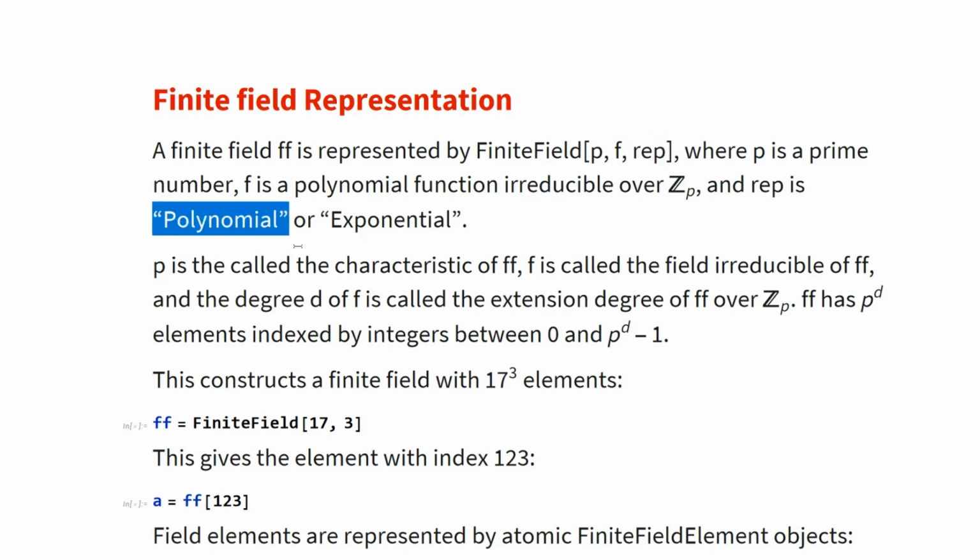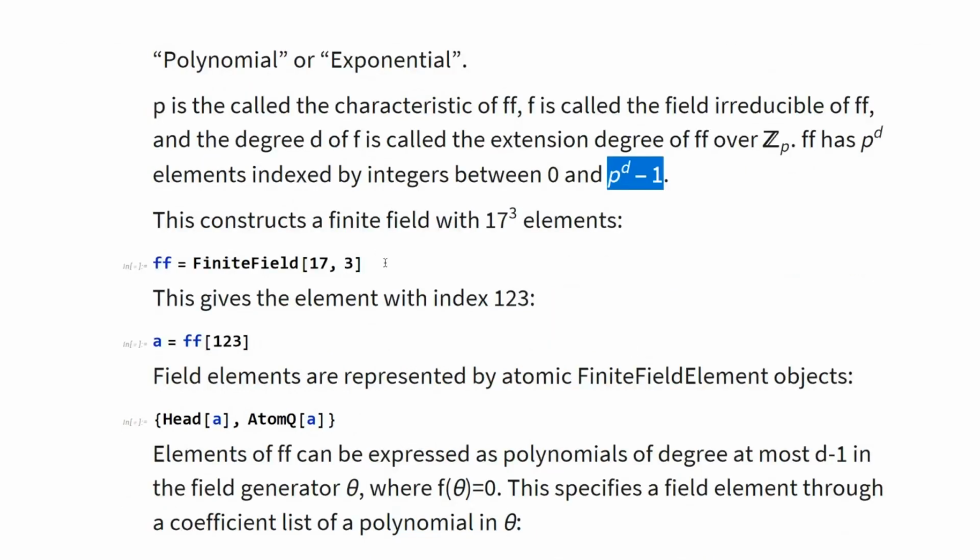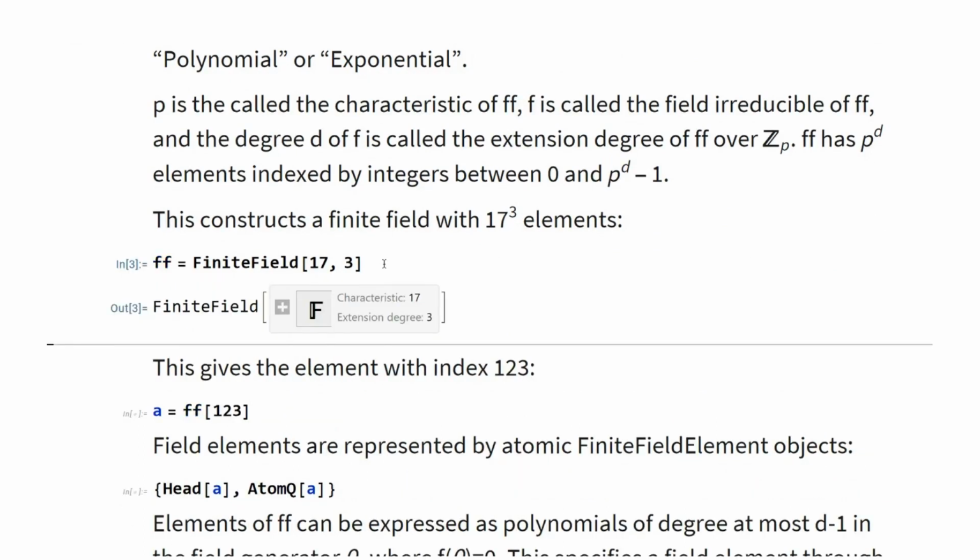It's either polynomial or exponential. So p is called the characteristic of the field, f is called the field irreducible of the field, and the degree d of f is called the extension degree of F over Zp. And the field of f has p to the power d elements, and the elements are indexed by integers between 0 and p to the power d minus 1. So for instance, this will construct the finite field with 17 to the power 3 elements.